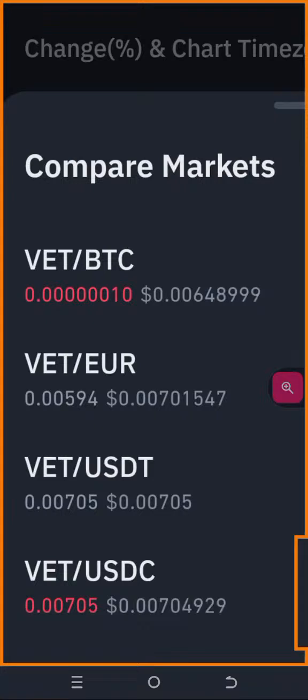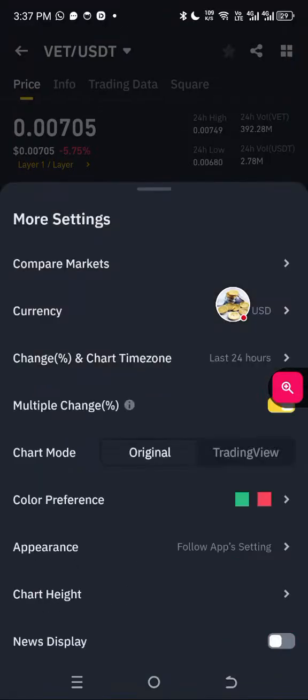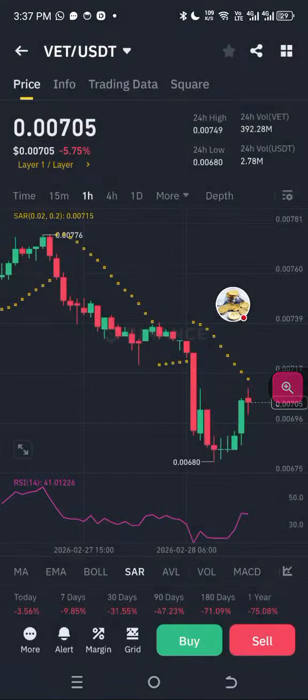So let me quickly check this. VET USDT is 0070. VET Euro is 0070. All of them are practically the same, it is VET BTC that is 64. That means it wants us to start with BTC. Oh, this will take a long time, but no problem. Let's start with BTC. But if you don't have BTC, you have to buy BTC. So that's the starting point.